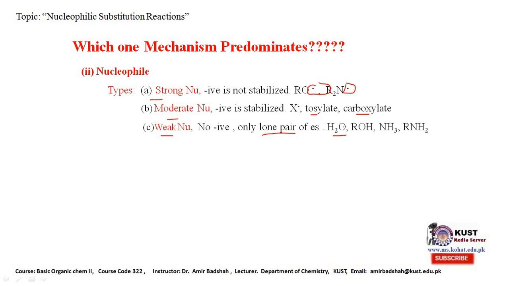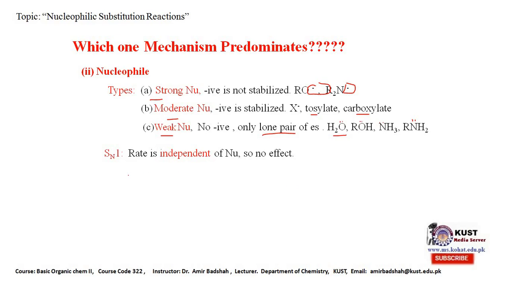For example, in water, oxygen has a lone pair of electrons, and here too oxygen has a lone pair. Here nitrogen has a lone pair too, and here in the amine, nitrogen has a lone pair of electrons. They can act as a nucleophile, but they are weak nucleophiles. So which type of nucleophile will favor SN1 and which type will favor SN2?